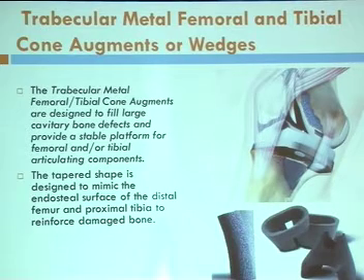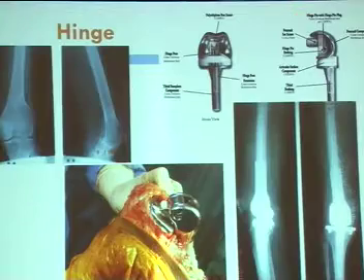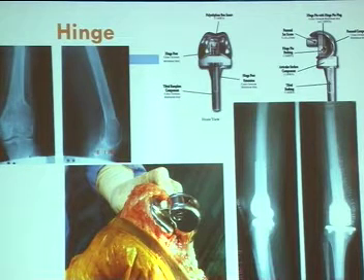I think there is a lecture later on in this hall regarding these, so I'm not going to speak much about them. And finally, the hinge, which you can use for special situations like, for example, tumors, in which you have to remove the whole of the distal femur and replace it with a large megaprosthesis.